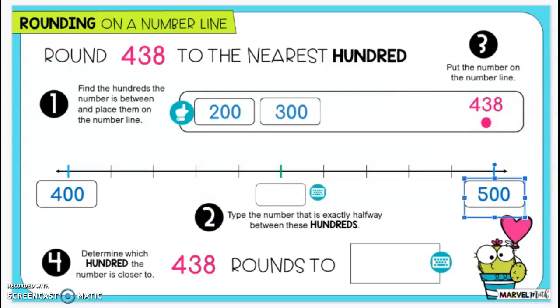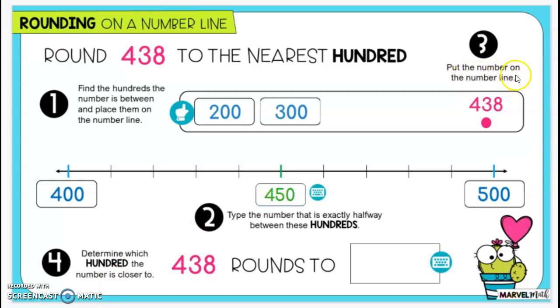Next, I'm going to go to number 2. Type the number that is exactly halfway between the hundreds. So our numbers are 400 and 500. We know that 50 is half of 100. So halfway between 400 and 500 would be 450.